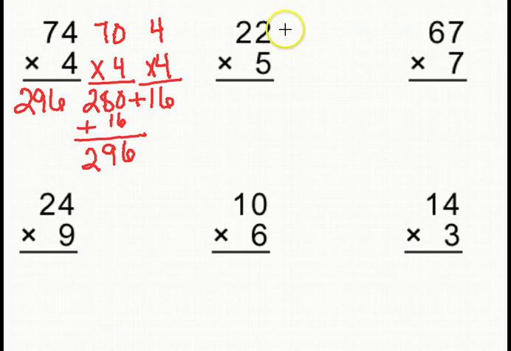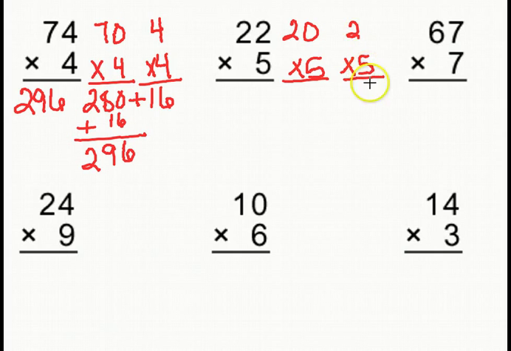Let's do that one more time. Let's take the 22 and break it apart. 22 times, what do we have on the bottom? Factor of 5. We know 2 times 5 is 10. 20 times 5 would just be 2 times 5, which was 10, and then add that 0 to put it in the tens place, which makes it 100. When I add these two together, I come up with 110. So that is the break apart method.